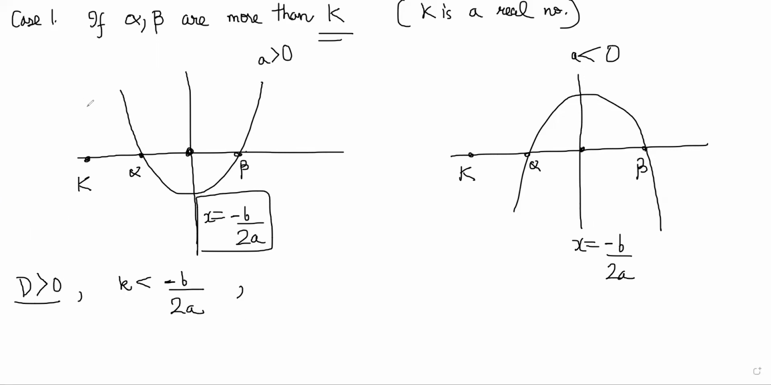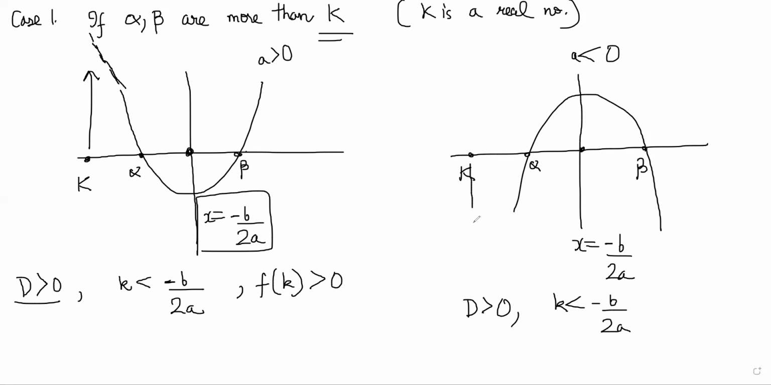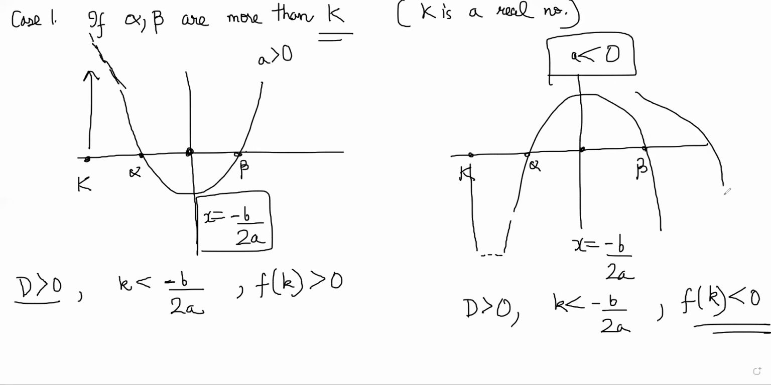And notice that here you have f of k is positive. At k, the value of the quadratic is positive. So f of k is greater than 0 here. Here you have the conditions discriminant greater than 0, k is less than minus b by 2a. And here you notice that f of k is negative here, right? F of k is less than 0, correct? So when a is less than 0, f of k is less than 0. When a is greater than 0, f of k is greater than 0.